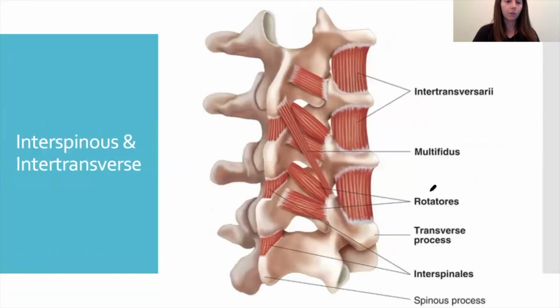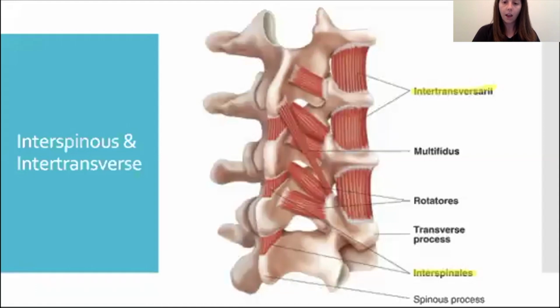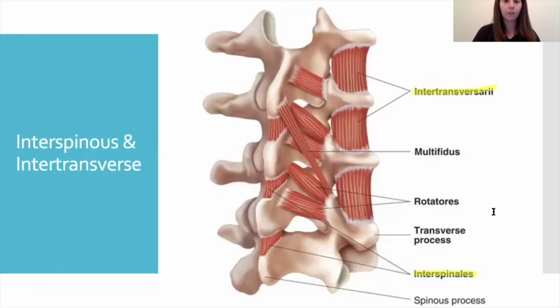The last 2 muscles we'll discuss are the interspinous and intertransverse muscles, and as their name suggests, the interspinous muscles are between the spinous processes and the intertransverse muscles are between the transverse processes. The interspinous muscles are innervated by the dorsal rami of spinal nerves, while the intertransverse muscles are innervated by both dorsal and ventral rami of spinal nerves.